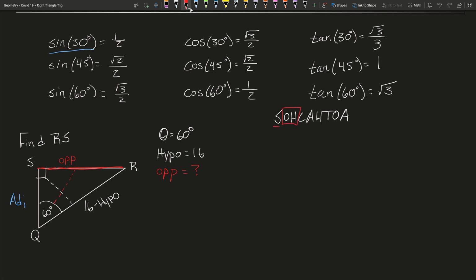So opposite and hypotenuse, which means we're using sine. All right, so sine of theta is always equal to opposite over hypotenuse. And again, then we're just substituting in what we know. We know that our angle is 60. We do not know the opposite side. And the hypotenuse is 16. Are there questions so far?